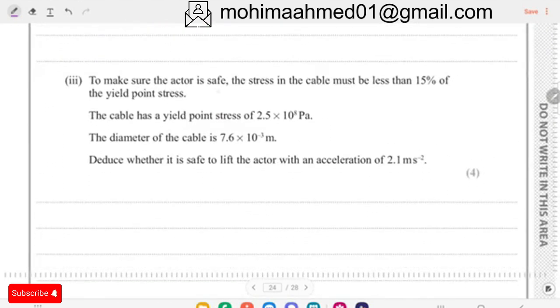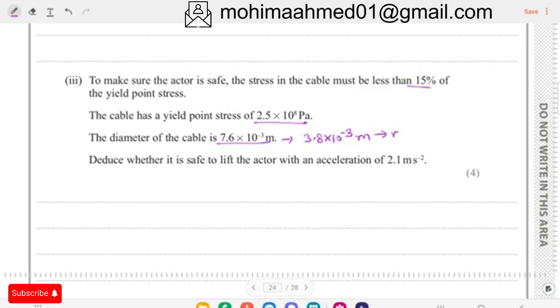Okay. To make sure the actor is safe, the stress in the cable must be less than 15% of the yield stress point. The cable has a yield stress point of this much, and the diameter of the cable is this. If the diameter is this, then the radius would be half of it. So 7.6 times 10 to the power minus 3 divided by 2 is 3.8 times 10 to the power minus 3 meters. This is the radius of the cross-sectional area of that cable.